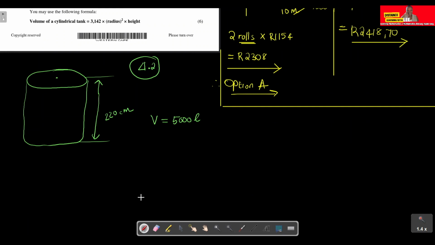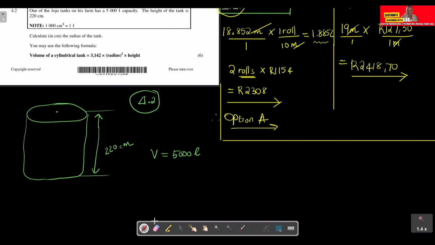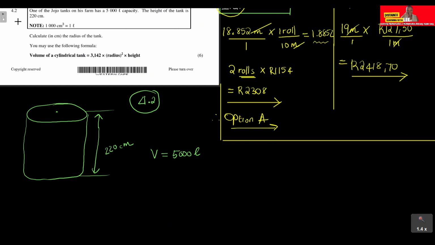All that we need to do is determine the radius. Okay, how do we go about determining the radius? Okay, we're just going to take the volume, right? We're given the formula, volume is equal to 3.142 multiplied by the radius squared multiplied by the height.